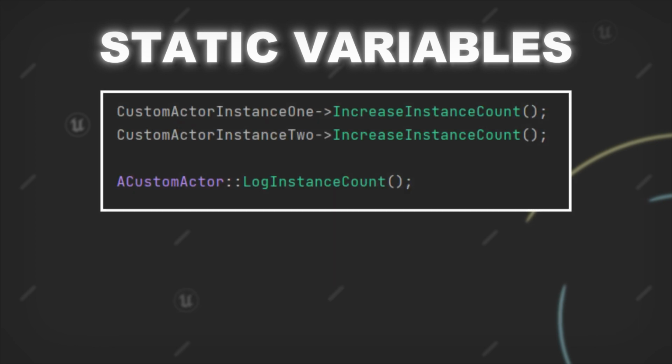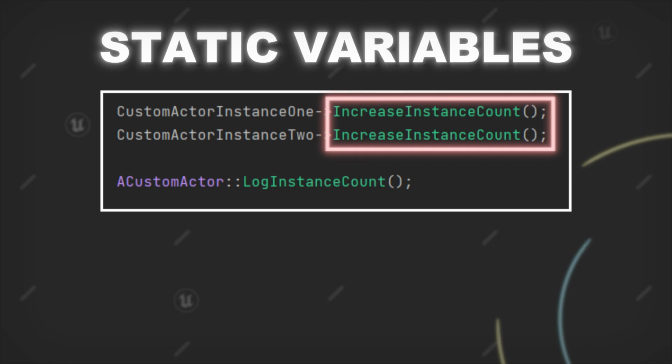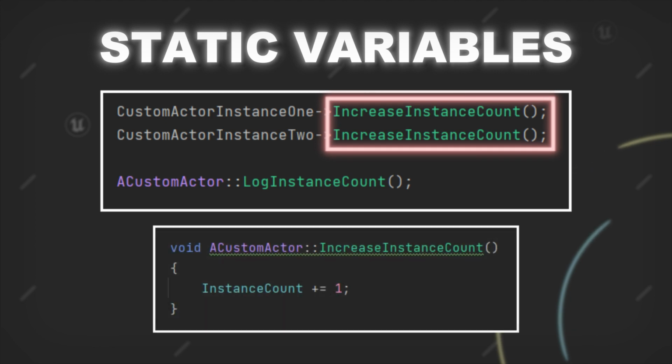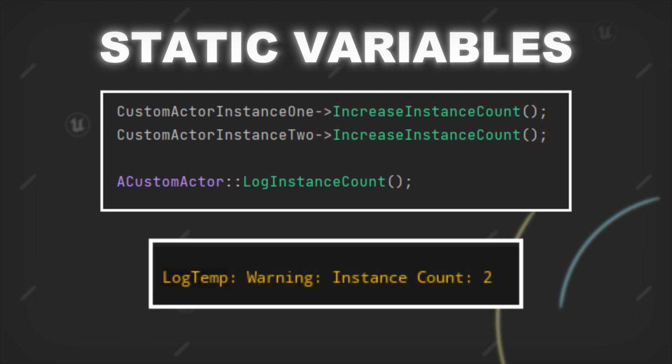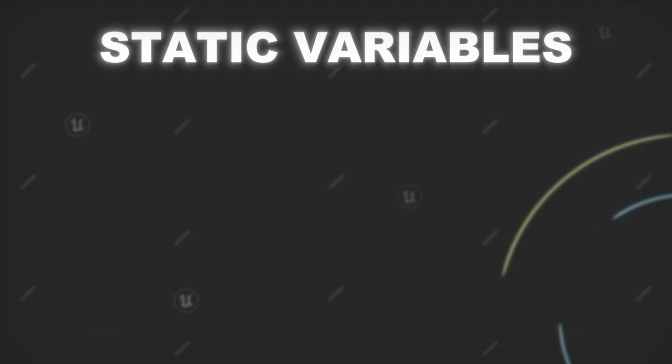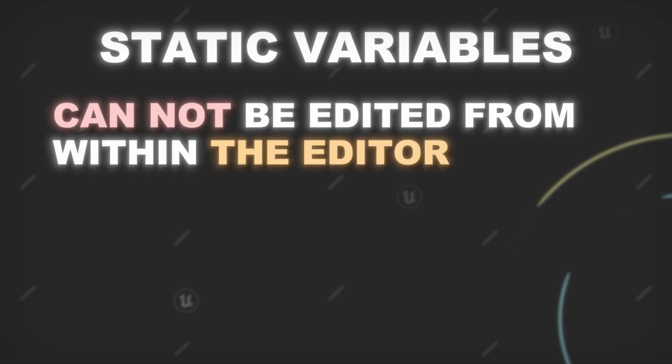Here's an example where I have multiple instances of a class and I call a method on each instance that increases the value of the static member variable by 1. As you can see, it works like intended, showing that static member variables only exist once for the class. One thing that you should remember is that static member variables can't be edited directly from inside the Unreal editor, since the editor and blueprints are working on an instance level.